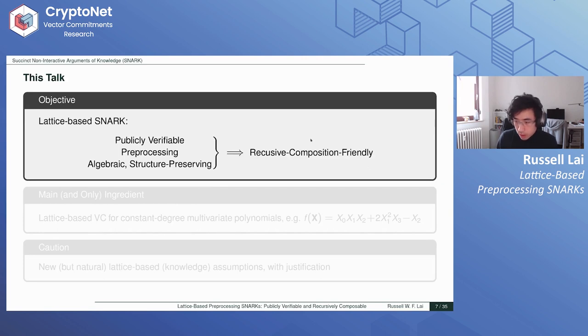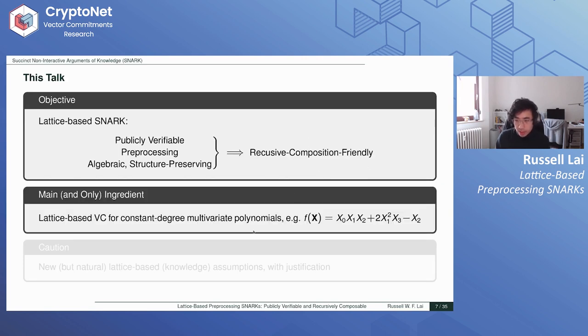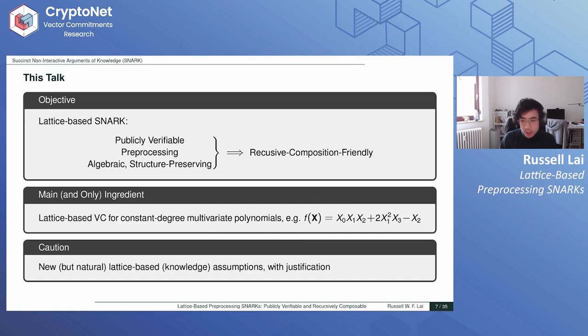Somewhat surprisingly, the main and only ingredient that we need to construct such a SNARK is simply a vector commitment scheme for constant degree multivariate polynomials. And we are going to construct such a vector commitment scheme from lattices. Of course, since SNARKs are a very powerful object, these VC schemes are also very powerful, as you may have expected, this construction will not come for free. And in fact, we are going to introduce some new lattice-based knowledge and non-knowledge assumptions. And I will give some justifications later.